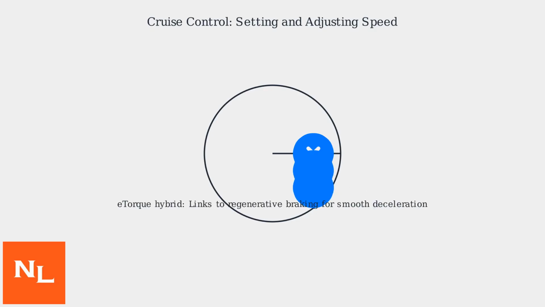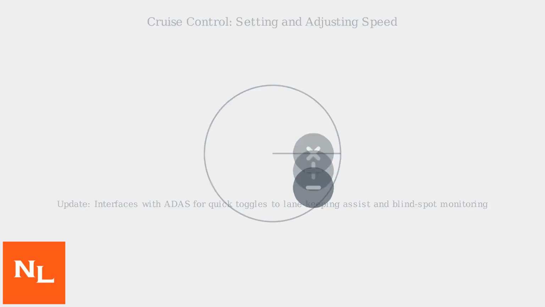The eTorque hybrid system links cruise control to regenerative braking for smoother deceleration. Cruise control now interfaces with advanced driver assistance systems, enabling quick toggles for lane keeping assist and blind spot monitoring.